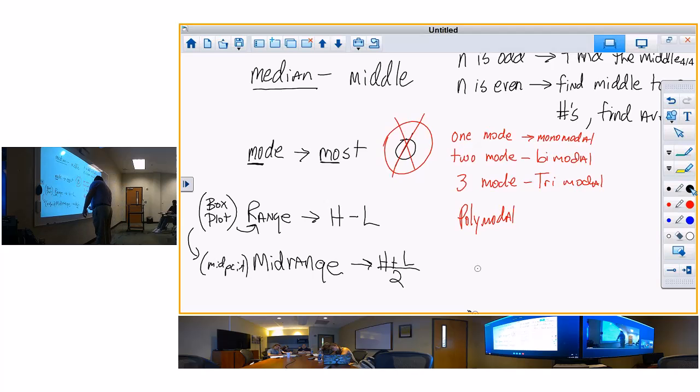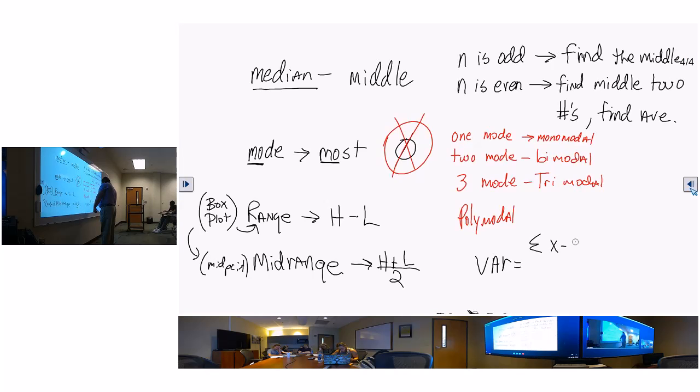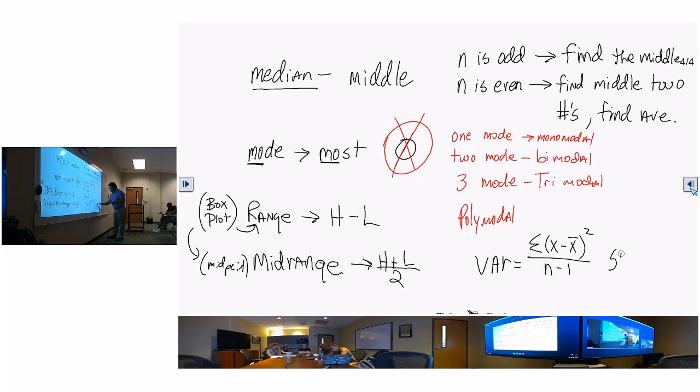The variance is equal to the summation of x minus x bar quantity squared over n minus 1. Now, I know it looks all complicated, but it's not really complicated. And then the standard deviation, this is real easy, is equal to the square root of the variance.